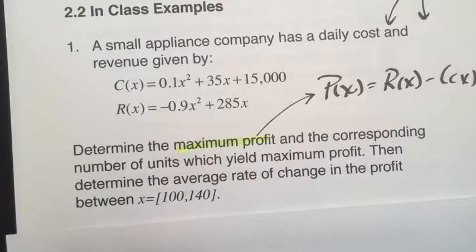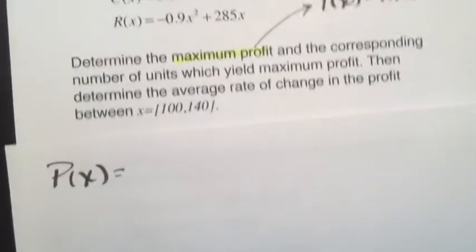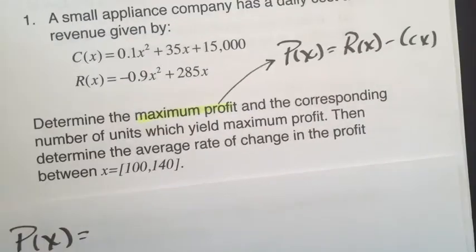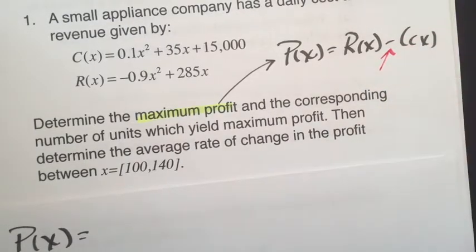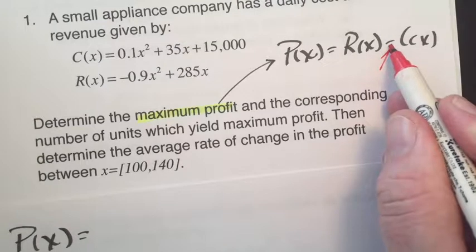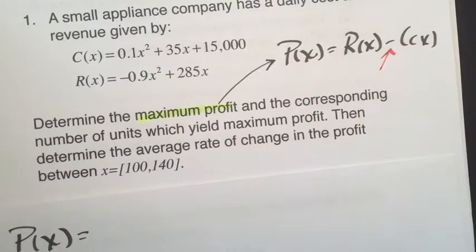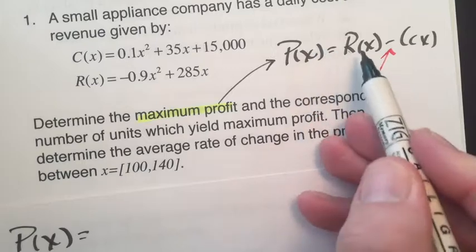The profit function will be revenue minus cost. And I do want to remind you that the most frequently missed portion to this problem is this negative sign. This negative sign has to be distributed the entire way across the cost. So we'll start with revenue.